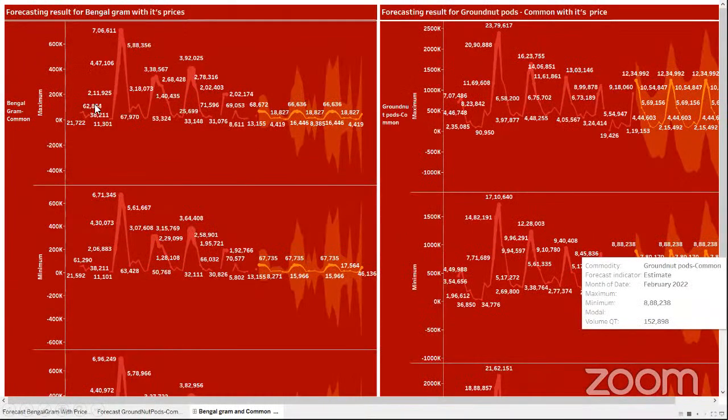Next, we could focus on the forecasting results for Bengal gram and its prices. We focused on forecasting results on groundnut pods, which were common with its price. This is how we were working on, and these are a few values. We worked on maximum, minimum, and model all together, three of them, for each specific commodity that we were selecting.